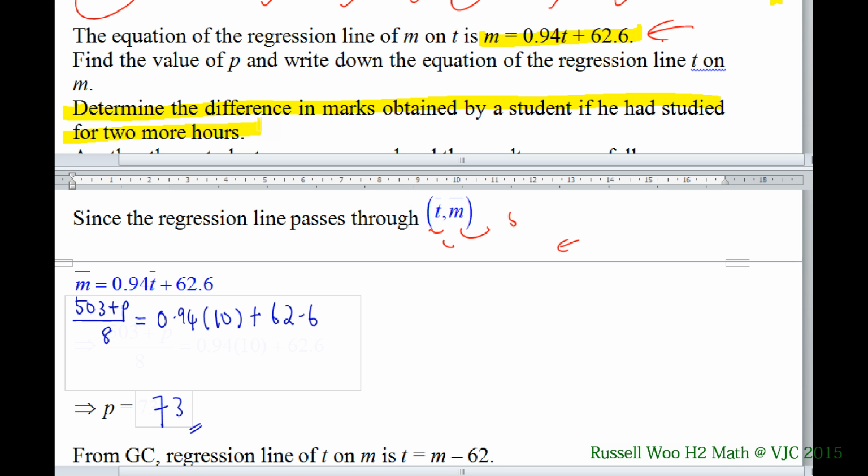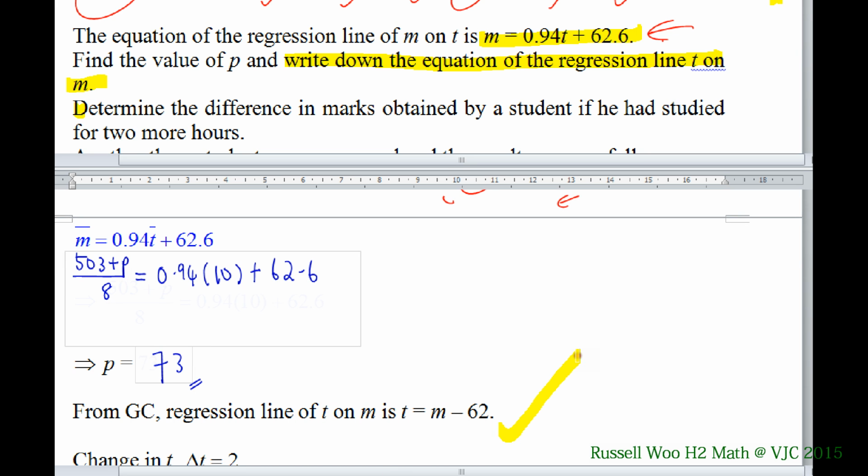Sorry, let's go back. Write down the equation of this on this. By GC, done. So you have 2 regression lines. Shall we just recap? M on T, you have M equals 0.94 T plus 62.6. T on M, you have T equals M minus 62.